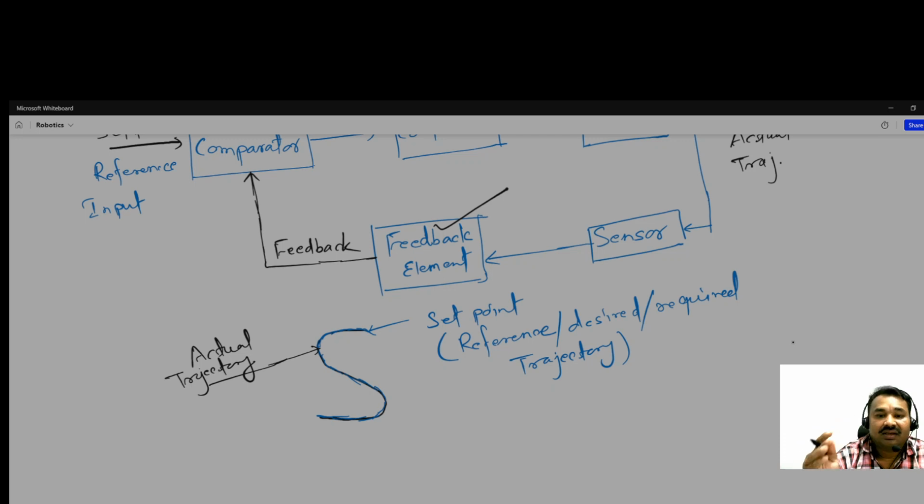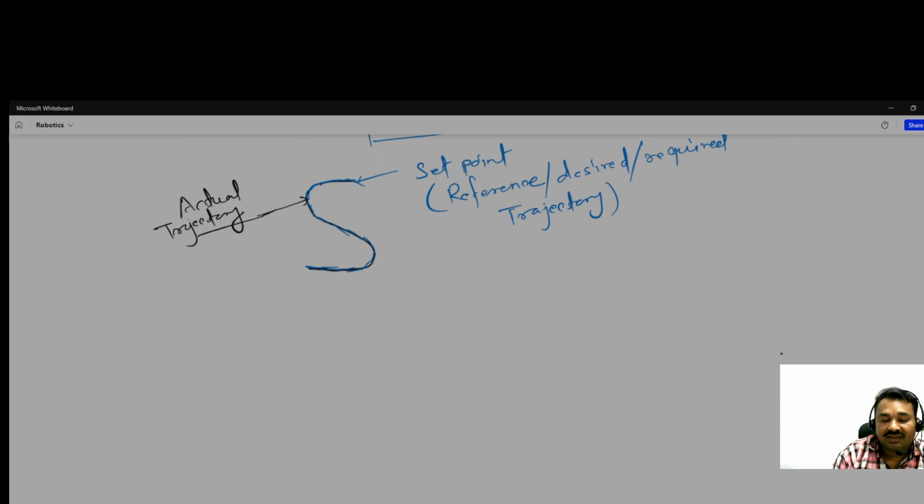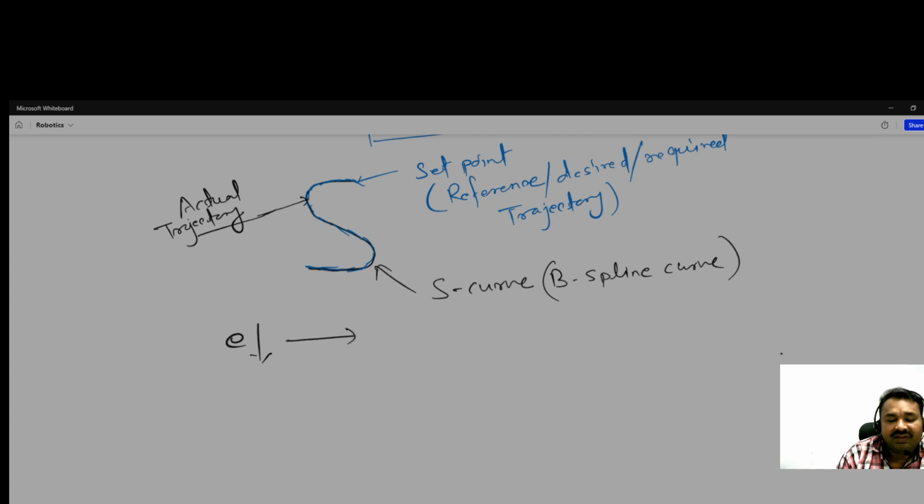And not only this, suppose we check the S curve, or you can say the B-spline curve. If the error is minimized, then we will get the accurate or more accurate trajectory.